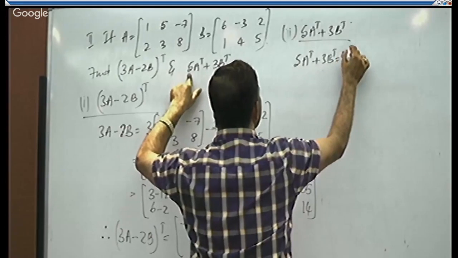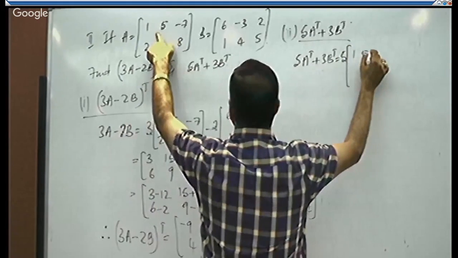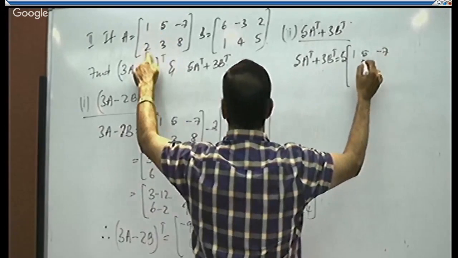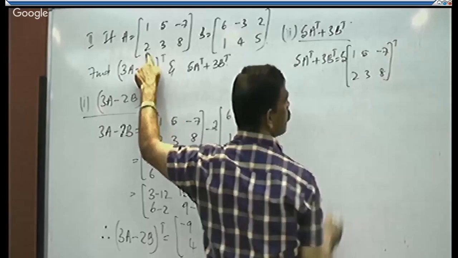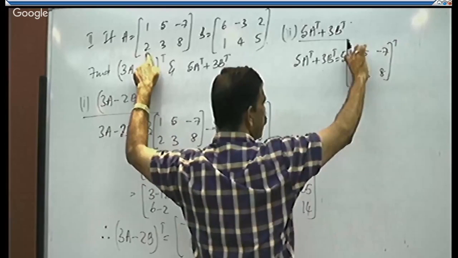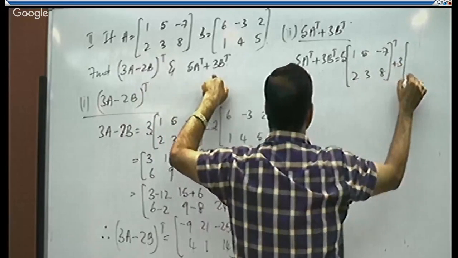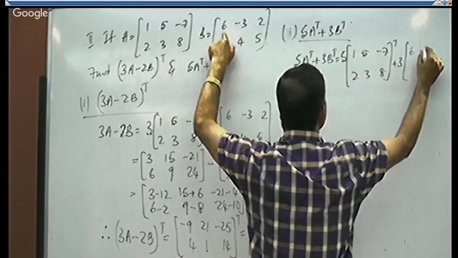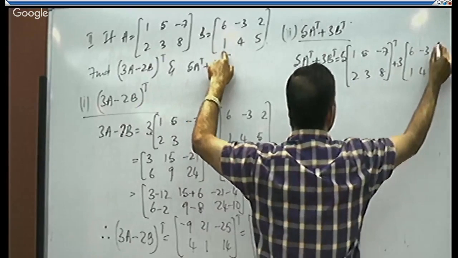5 into A. What is A? 1, 5, minus 7, 2, 3, 8, transpose. Otherwise, you can write directly, changing rows into column. Plus 3 into B. B is what? 6, minus 3, 2, 1, 4, 5, transpose.